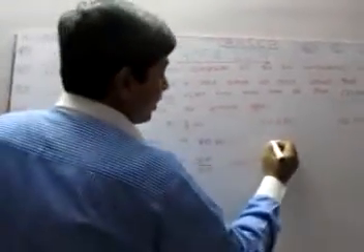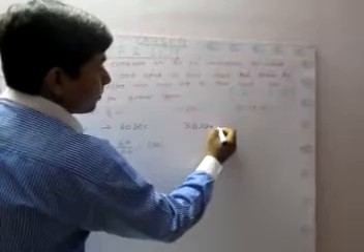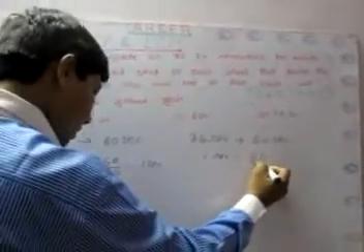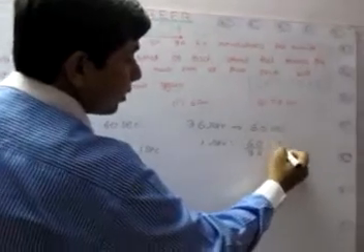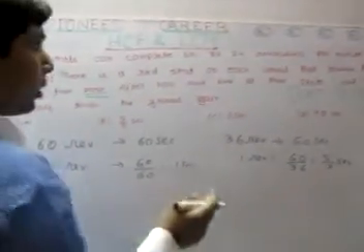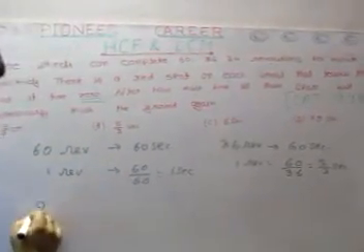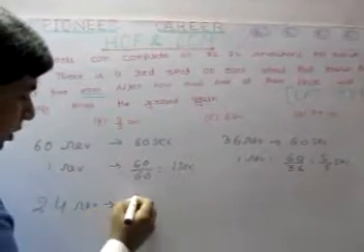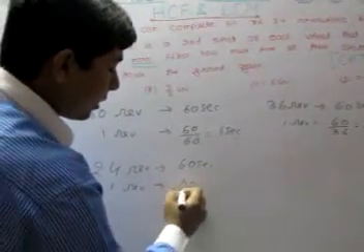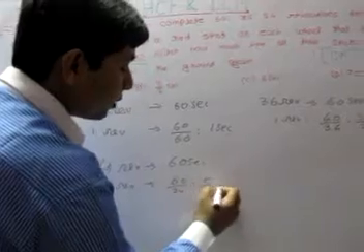For the second one it takes 36 revolutions in 60 seconds or 1 minute. Hence for 1 revolution it will take 60 by 36 or 5 by 3 seconds. That means after every 5 by 3 seconds, the red spot of the second wheel will touch the ground. Third one, 24 revolutions in 60 seconds. Hence 1 revolution in 60 by 24 or 5 by 2 seconds.